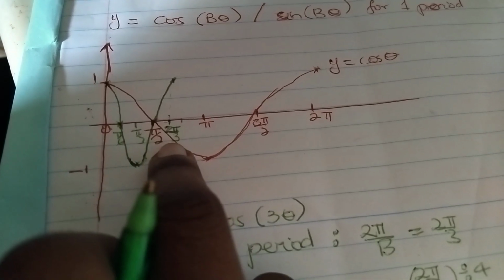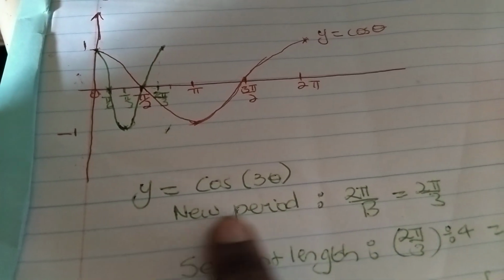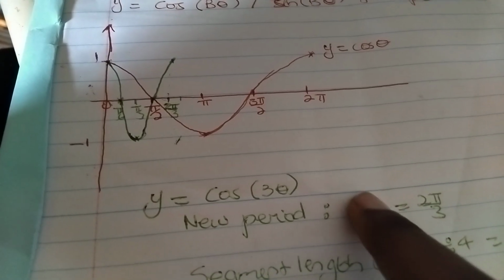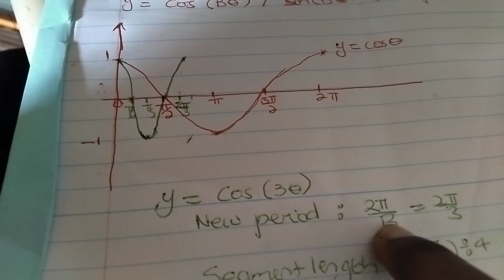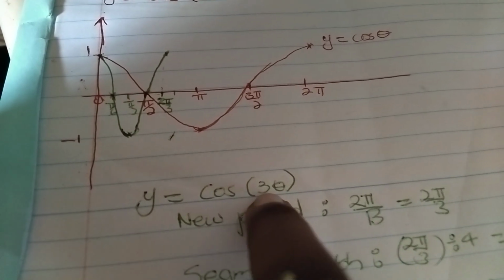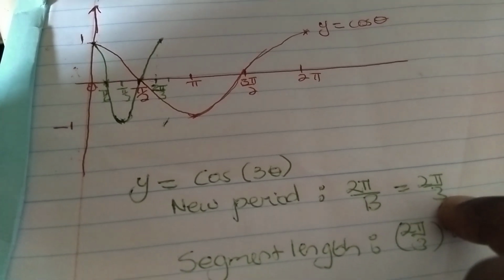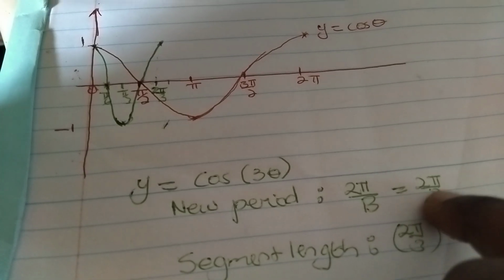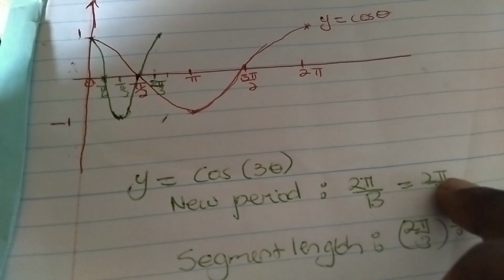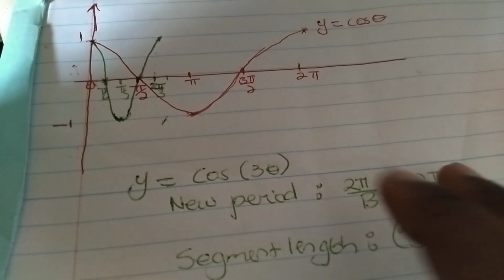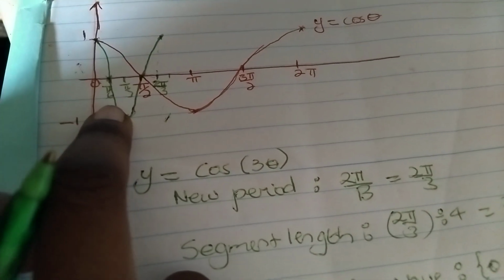And so what we were supposed to learn in class is that now you can calculate a new period by having your original period 2 pi divided by whatever value of b you have. In this case, because our b is equal to 3, our new period is 2 pi over 3. This says to you that from 0 to 2 pi over 3, you have to have a full cosine wave. Right? Like we do here, the green graph.